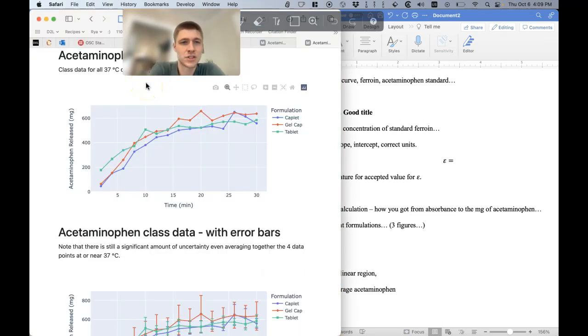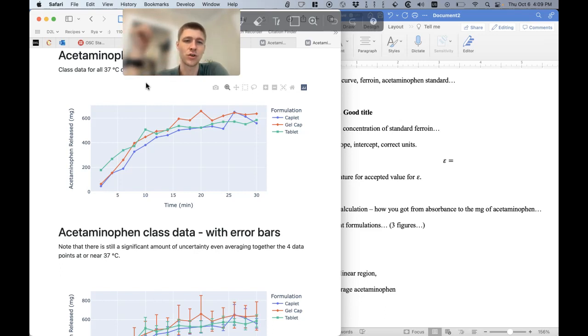So here's the average class data. Again, you're free to use this however you want in your report. In terms of the conclusions that you draw from your data, I would definitely make sure that you also reference the overall class data as well, since you don't want to draw conclusions that are out ahead of what your data actually says.